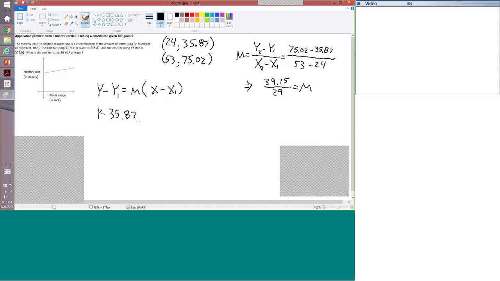35.87 is equal to 39.15 over 29 times x minus 24. I am definitely going to want to grab my calculator. Hang on one second, please, while I go do that.